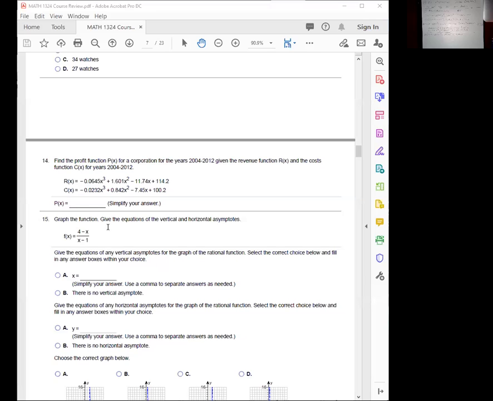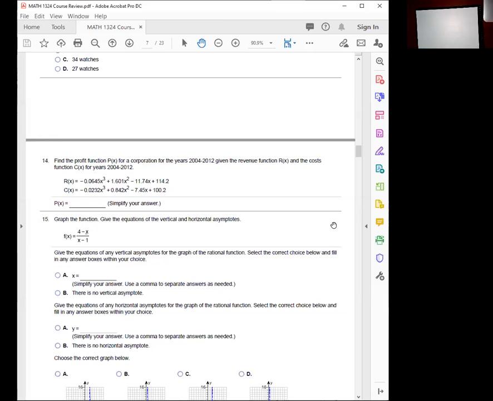Now, 15 says, give the equation for the vertical and horizontal asymptotes. The vertical is just when the bottom is 0. If you can't see it, set it equal to 0 and solve. Horizontal, I gave you 3 cases. I said if the degrees of the top, the numerator, and the denominator are the same, then you just take the coefficient of the highest power. So -1 is in front of the highest power on top. 1 is in front of this one, so y equals -1 over 1 is the horizontal. Not much really to do there. You just got to remember those rules.